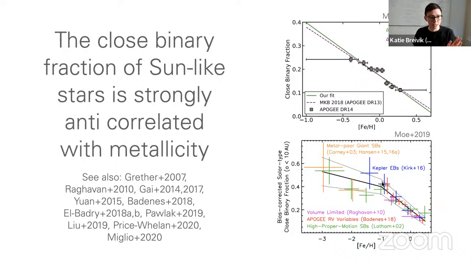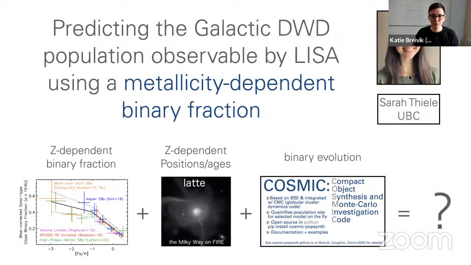Right. So we realized we can take this into account in our simulations. In some work that I did with a fabulous undergraduate researcher, Sarah Thiel, who's at UBC, we took these empirical metallicity-dependent binary fraction results and combined them with a cosmological zoom-in simulation of a Milky Way-like galaxy called the Latte suite of the FIRE simulations. This gave us metallicity-dependent positions and ages for our zero-age main sequence stars. And then we used COSMIC to evolve them forward to predict what we expect LISA to observe using this empirical binary fraction.